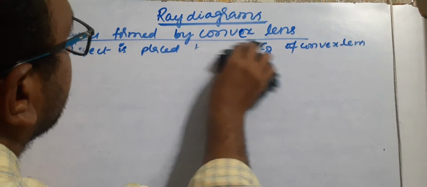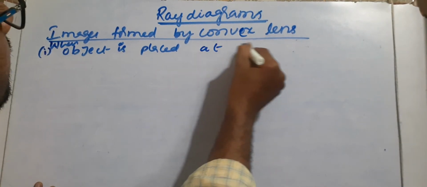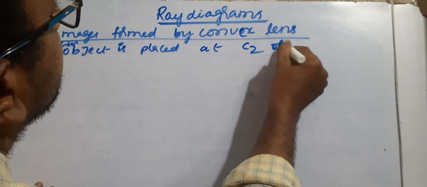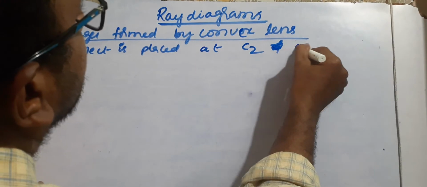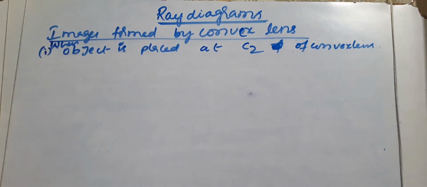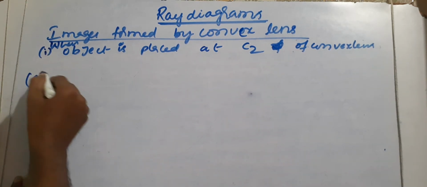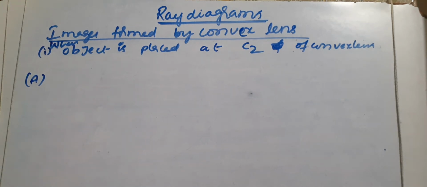Now, in the second case, the object is placed exactly at the center of curvature C2 of the convex lens on the principal axis. In this case, where will the image be formed and what are its properties, students?